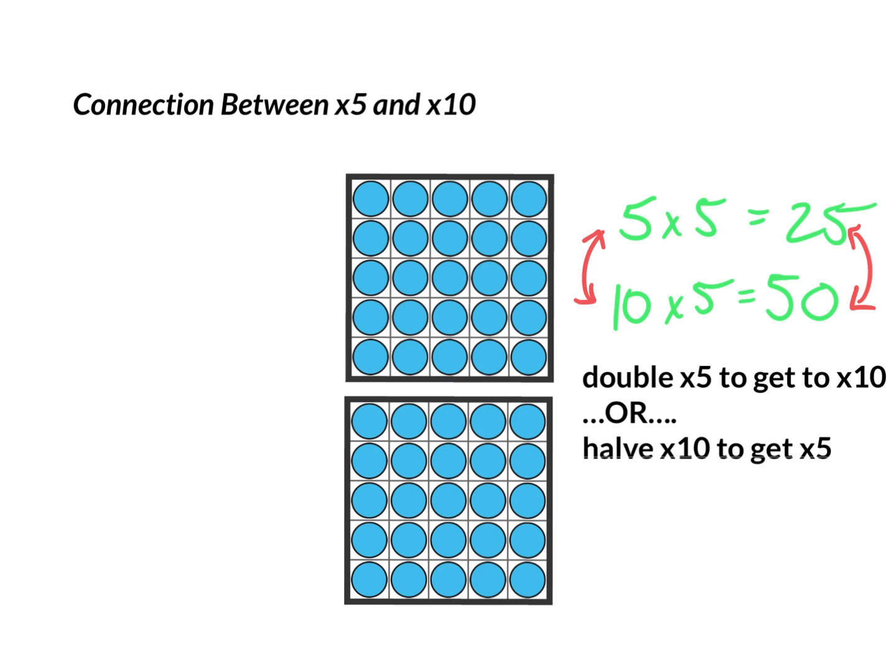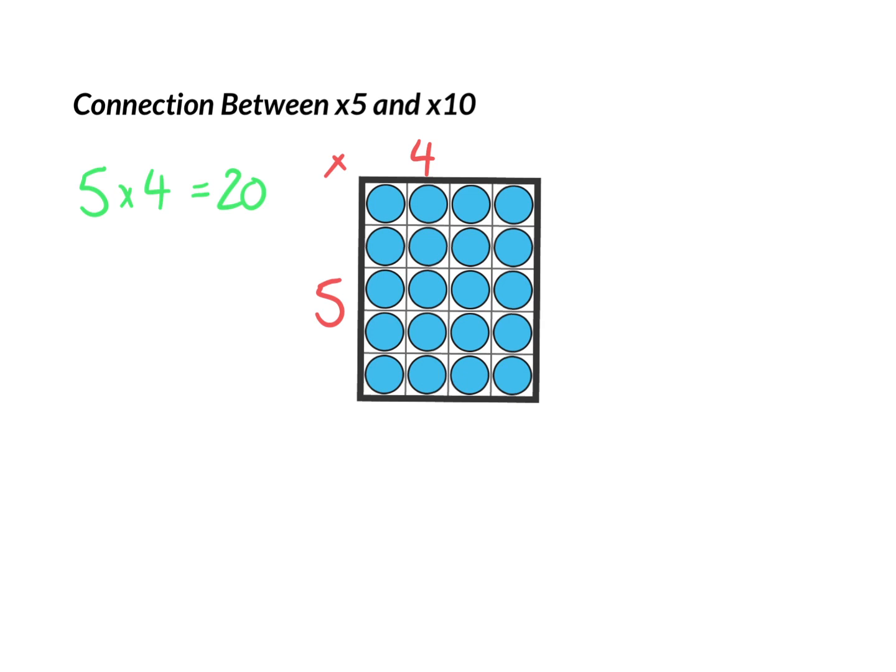The same is true in reverse. If I know that 10 times 5 is 50, then 5 times 5 must be 25, because I've halved the groups. Double 5 to get to 10, or halve 10 to get to 5.